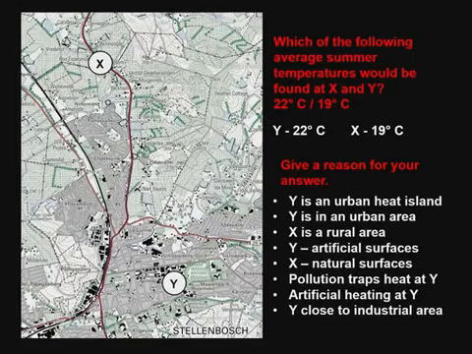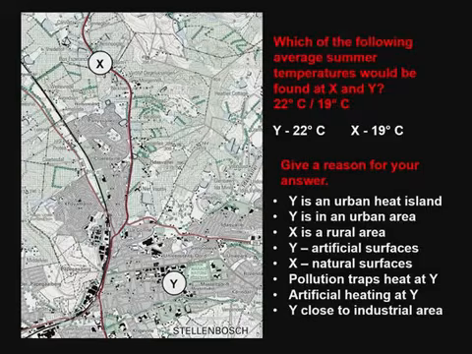Y is in an urban heat island. Y is in an urban area, X is in a rural area. At Y, what do we get there? Artificial surfaces, pollution traps heat, and so forth. Artificial heating. Again, Matrix, you've got to know your content.